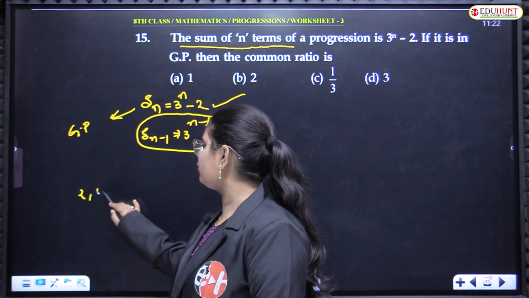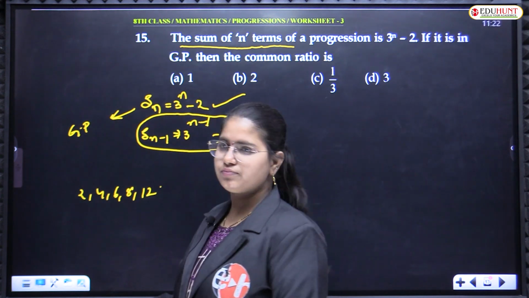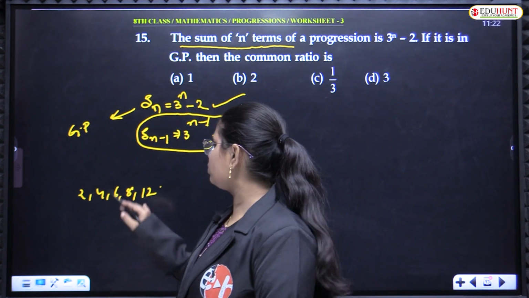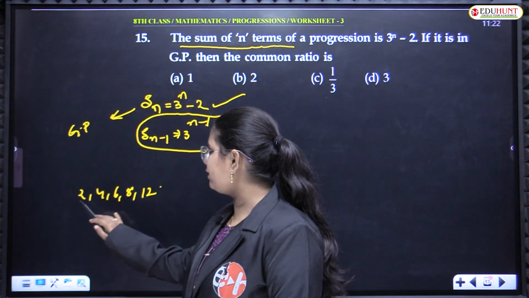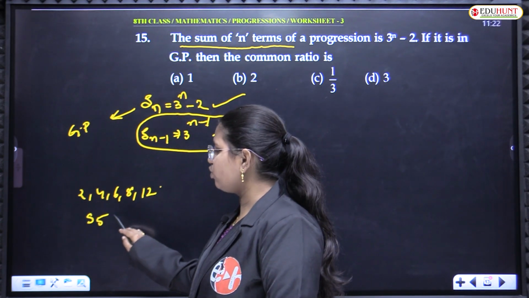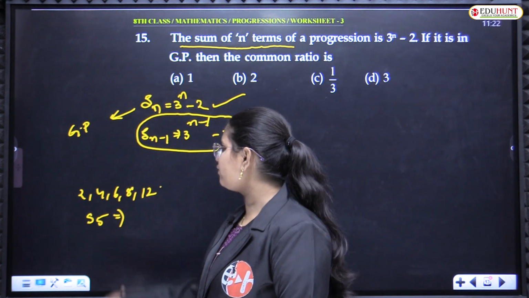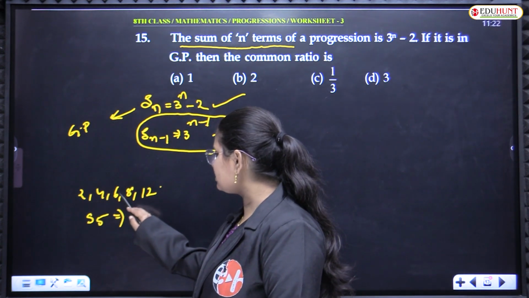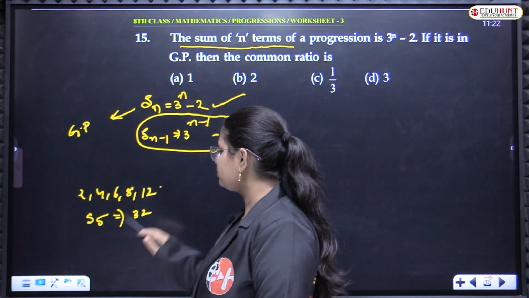For example, you have 2, 4, 6, 8 and 12. Suppose I have added, how many terms? 1, 2, 3, 4, 5. Yes, 5. What is the value of S5? Tell me. 2 plus 4 is 6, 6 plus 6 is 12, 12 plus 8 is 20, 20 plus 12 is 32.